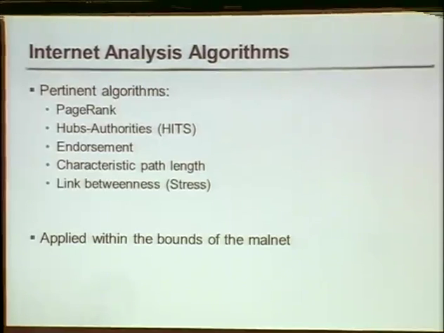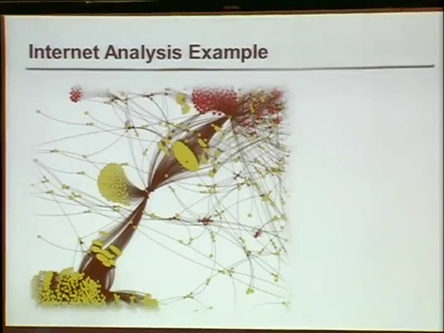So real briefly, and I bet a bunch of these sound familiar to you guys for the way Google works, we can do PageRank, we can do HITS, look at it as endorsement, characteristic path length, and link betweenness. With all of those, we can pretty solidly say what type of domain this is as far as the structure of the malnet goes. And of course, we only use these within the bounds of the malnet, not a larger view of the internet.